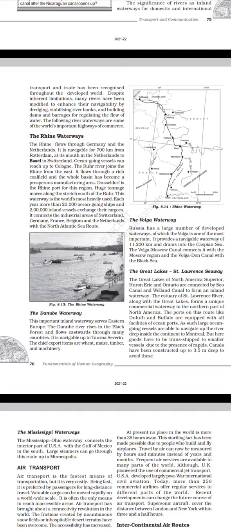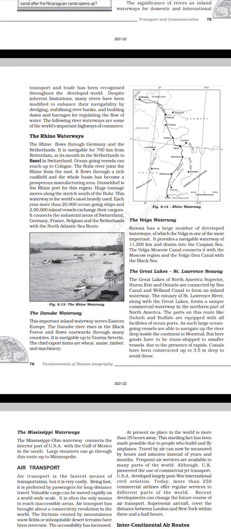The Volga Waterway. Russia has a large number of developed waterways, of which the Volga is one of the most important. It provides a navigable waterway of 11,200 kilometers and drains into the Caspian Sea. The Volga-Moscow Canal connects it with the Moscow region and the Volga-Don Canal with the Black Sea.